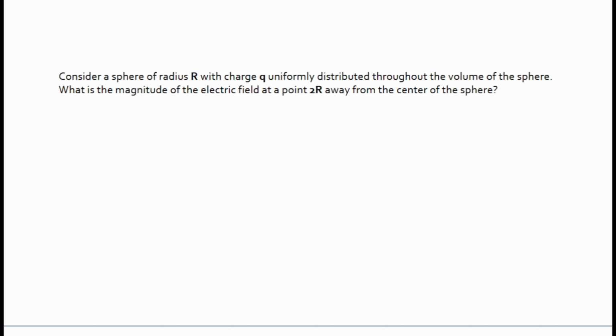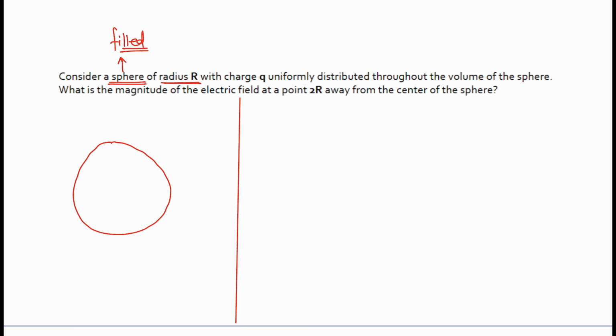Question. Consider a sphere. Okay, not the shell, it's a sphere, so it means it is filled, of radius R. Whenever a question comes, draw the diagram. Then it will become easier for you to solve and understand the situation. Radius is capital R, with a charge q uniformly distributed throughout the volume. You know volume rho is equal to q by V of the sphere.